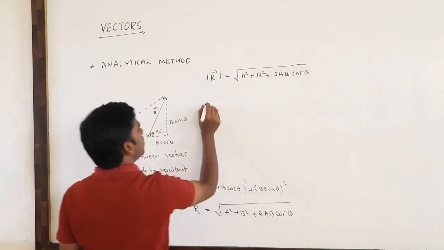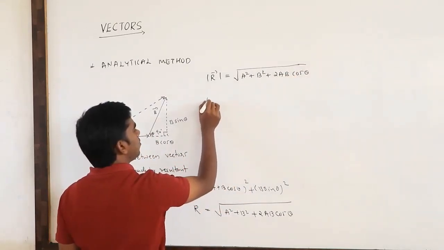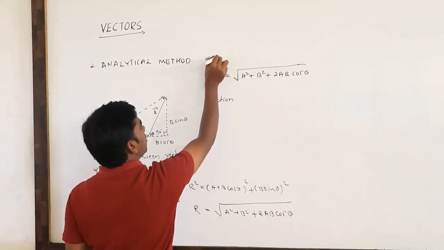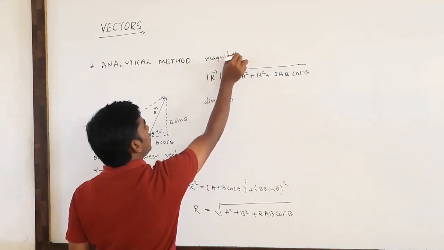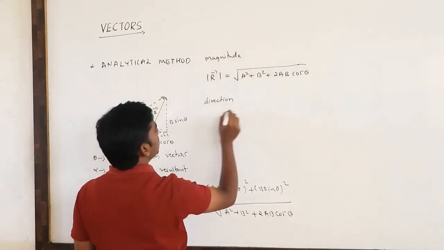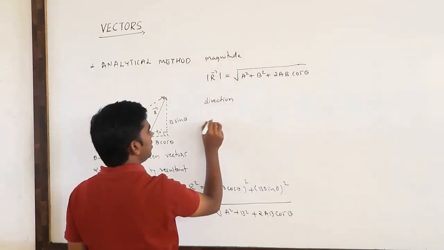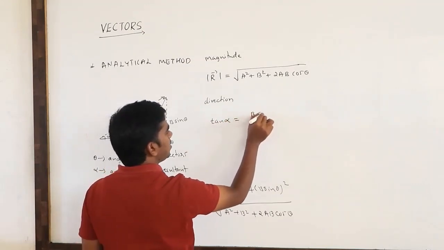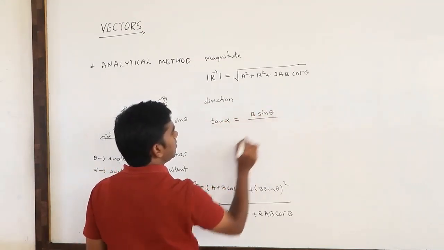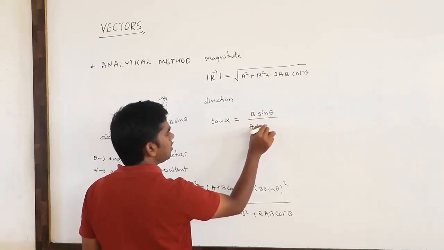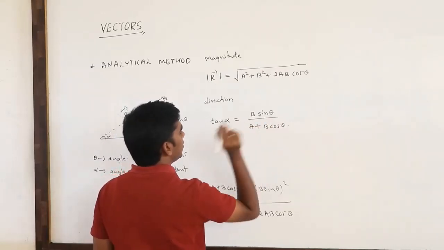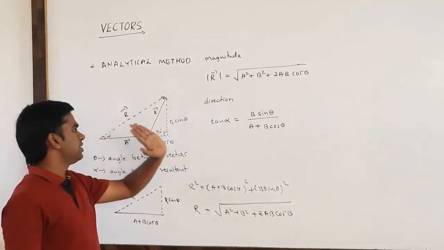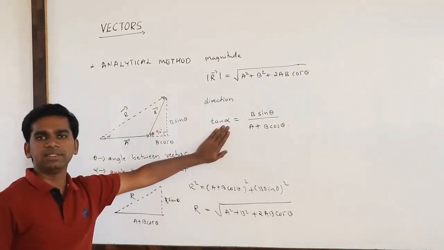So what about the direction? This was the magnitude of the resultant. The direction is given by tan alpha equals B sin theta divided by A plus B cos theta. So this is what we got for the resultant: the magnitude of the resultant vector, and tan alpha gives the direction.